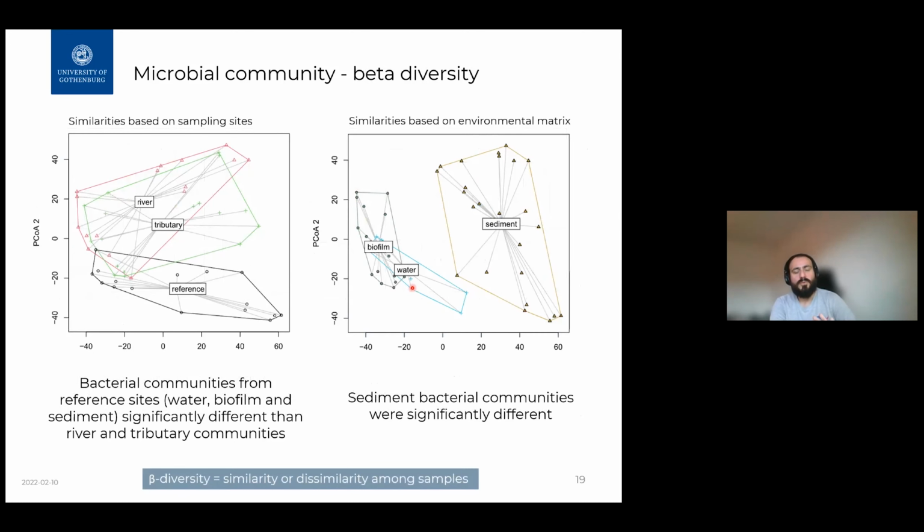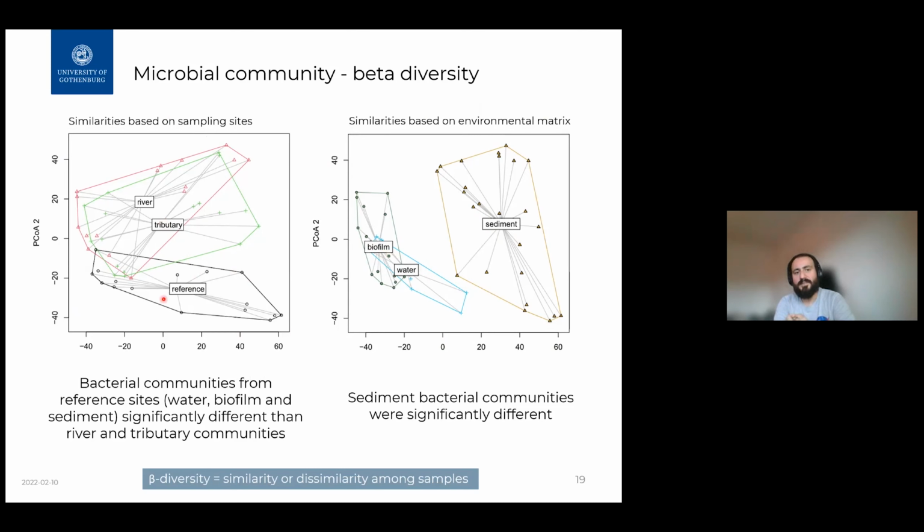If we move to another metric, which is the beta diversity, the similarity or dissimilarity between our samples, we also conducted two different analyses. One was based on sampling site, on your left here. So you have the same groups, reference, tributary, and river. And on the right, you have the same samples, but analyzed following another criterion, the source of the data. So sediment, water, or biofilm.